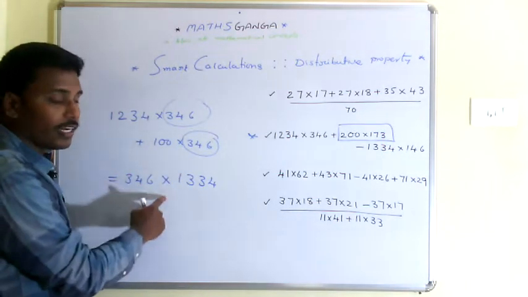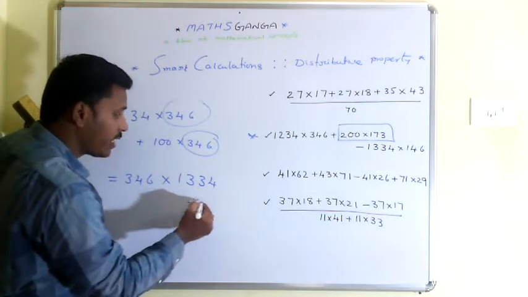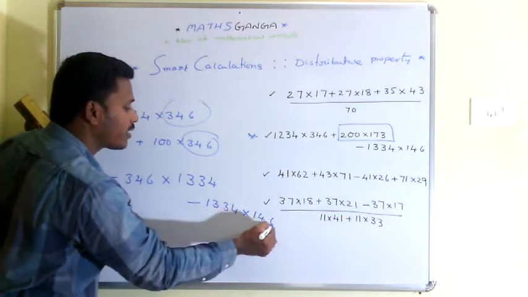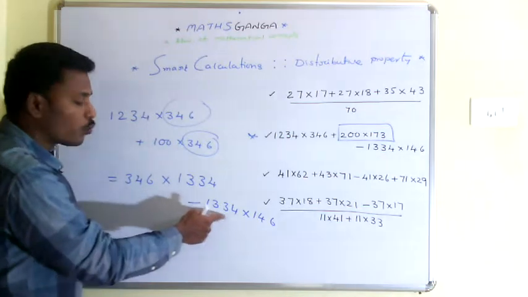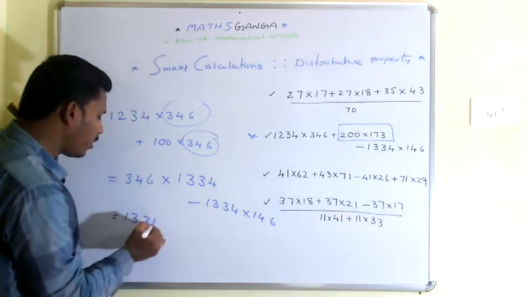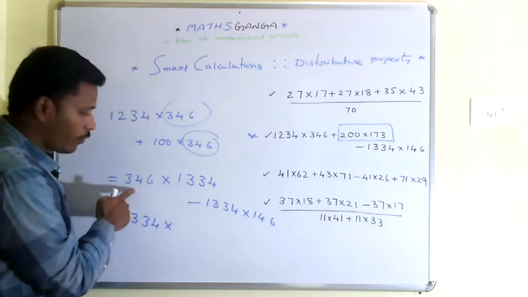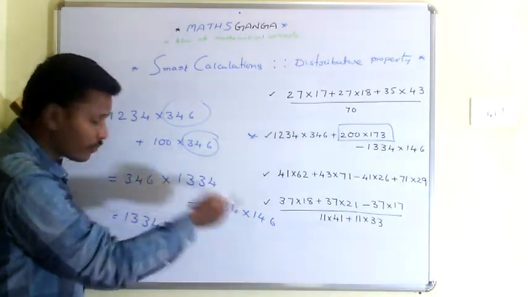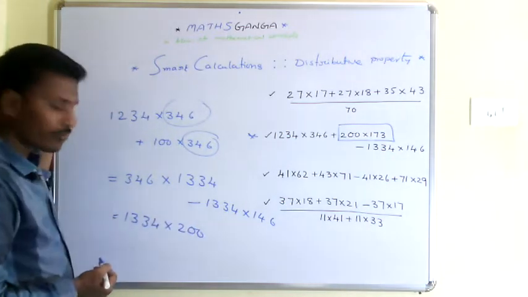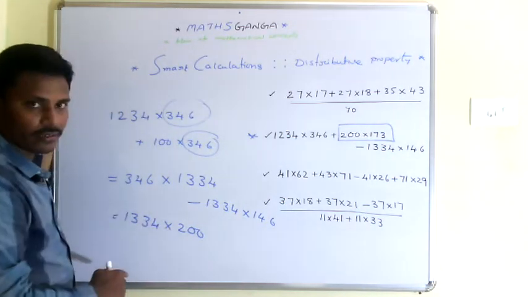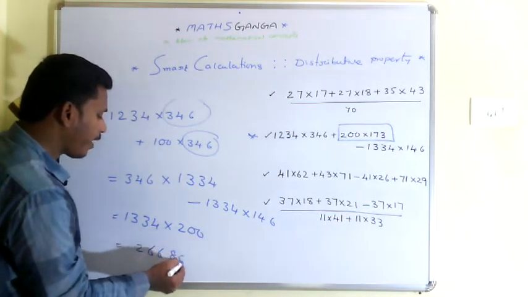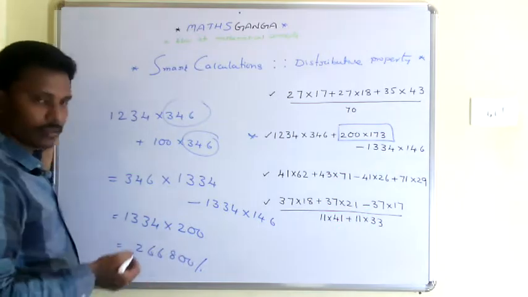So 346 into 1334 minus what, the last term? 1334 into 146. Again from these two terms, 1334 is the common one. Just collect it back. So 1334 into 346 minus 146. 346 minus 146 is nothing but 200. So 1334 into 200. Multiplication with 2 is easy. So 2668 along with double zeros, that is your answer.